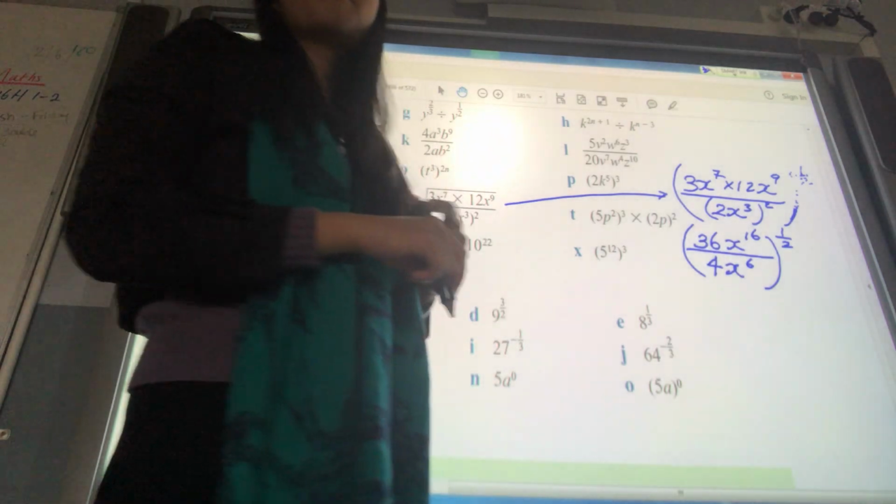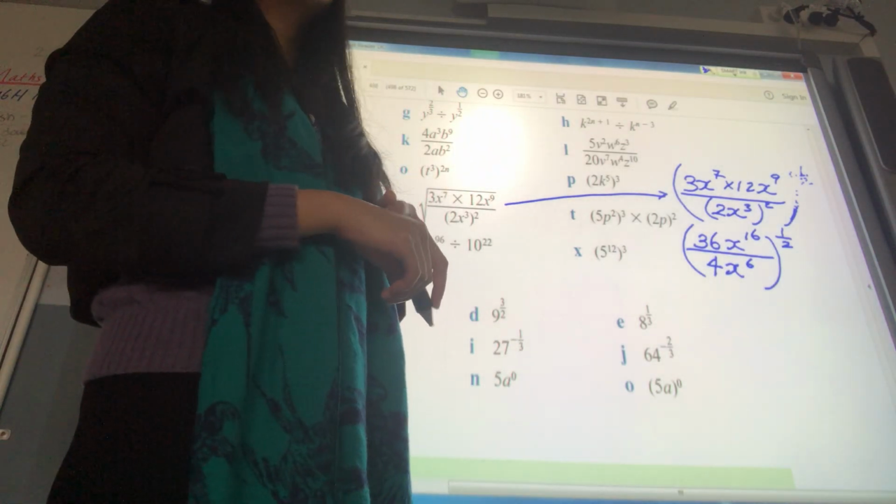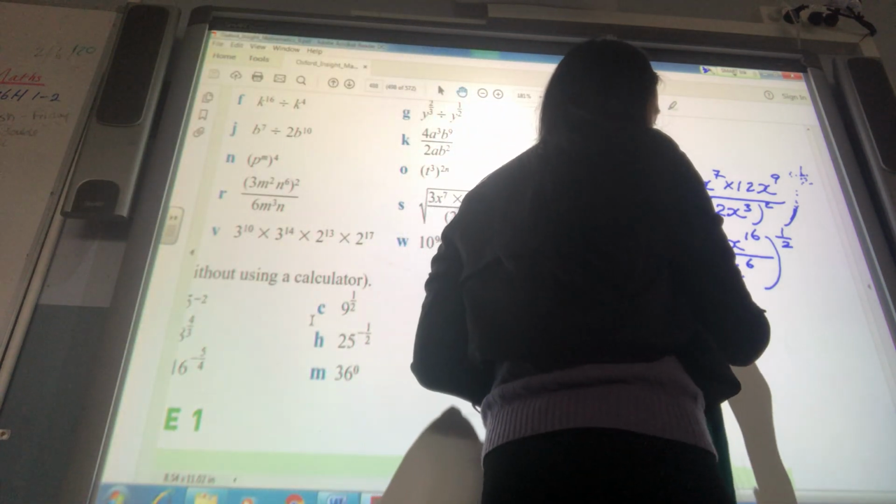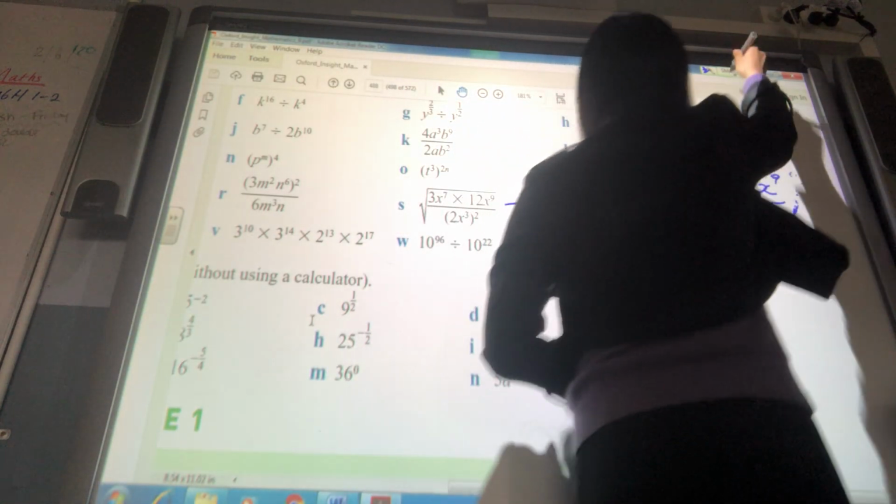Why is it to the power of 1 over 2? Because there's a square root. Okay.